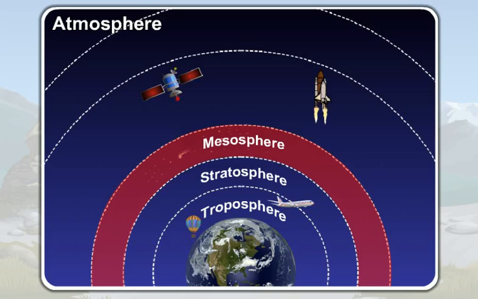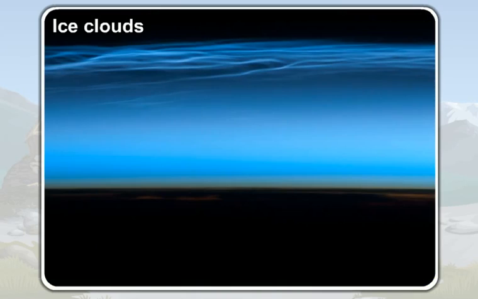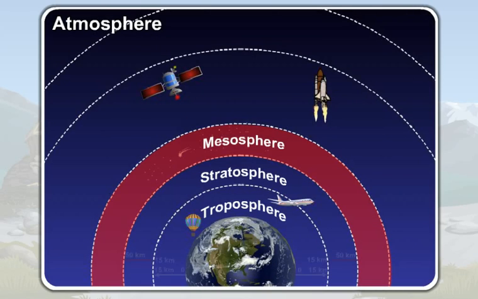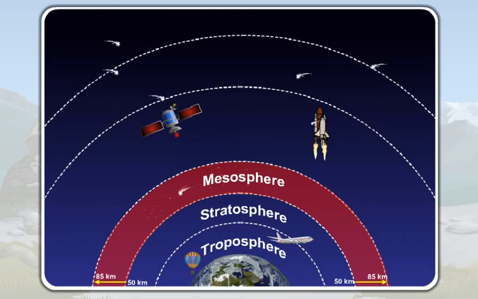This region is very cold. The mesosphere contains ice clouds. It extends from 50 to 85 kilometers from the Earth's surface. Most meteorites burn up in this region while falling down from space. Meteoroids are small natural objects falling towards Earth from space.